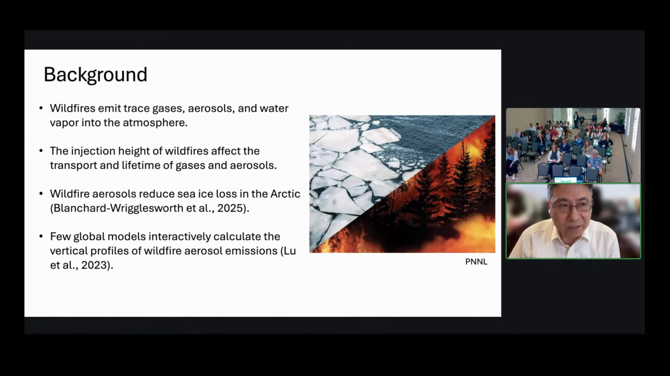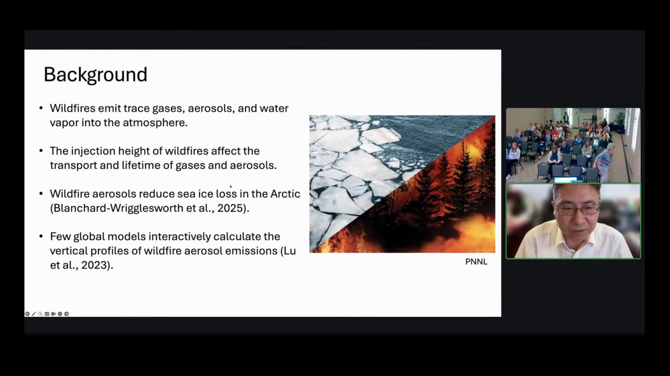So we know that wildfires can emit trace gases and aerosols and also water vapor into the atmosphere. In addition to the emission amount, the injection height of the wildfires can influence the transport and lifetime of the gases and the aerosols. And this boreal wildfire emitted aerosol can transport to the Arctic. This study showed that wildfire aerosol can reduce the sea ice loss when transported to the Arctic.